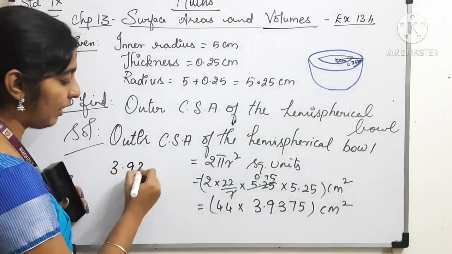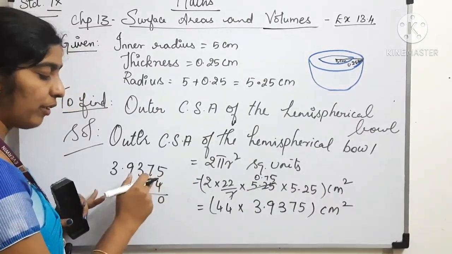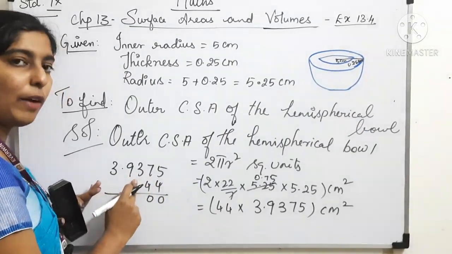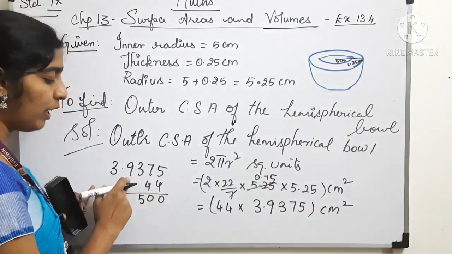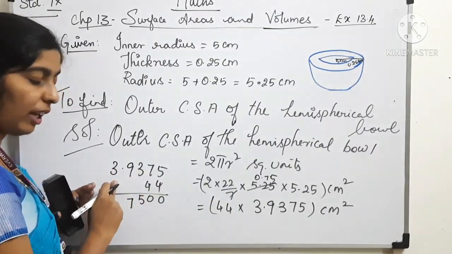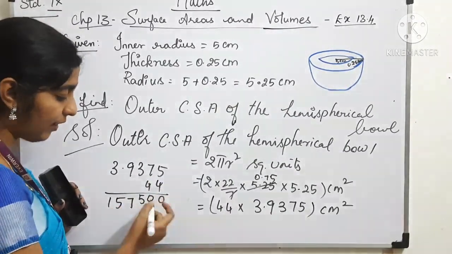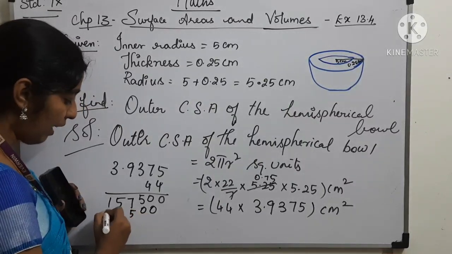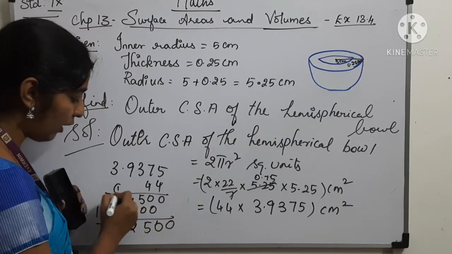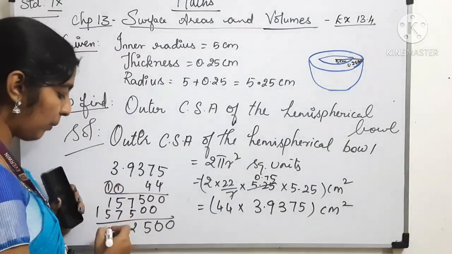If we multiply 3.9375 into 44, we will get 4 5s are 20, 2 carry over, 4 7s are 28, 28 plus 2 is 30, 3 carry over, 4 3s are 12, 12 plus 3 is 15, 1 carry over, 4 into 9 is 36, 36 plus 1 is 37, 3 carry over, 4 into 3 is 12, 12 plus 3 is 15. Now when you multiply again with 4, we will get the same answer, 0 0 5 7 5 1. So when we add this, 0 0 5, 7 plus 5 is 12, 1 carry over, 12 plus 1 is 13, 1 carry over, 5 plus 1 is 6, plus 1 is 7, 1.